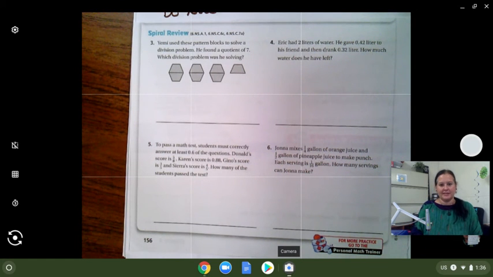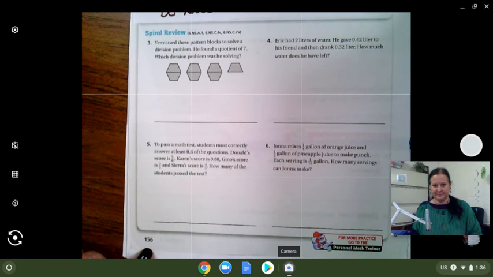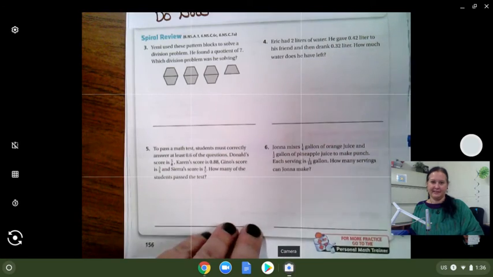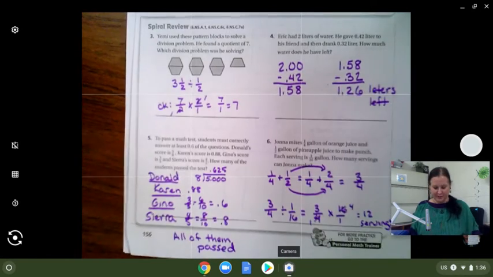So this is our do now, our 4 do now problems. Go ahead and pause it right now and do page 156, number 3 through 6. All right, and when you're ready, push play again and we'll go over those.